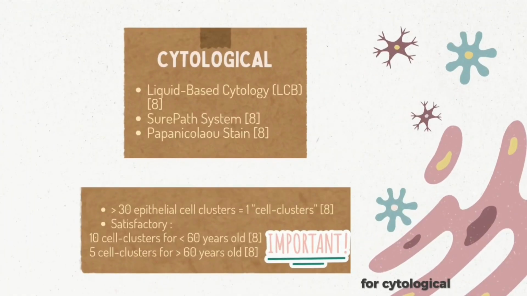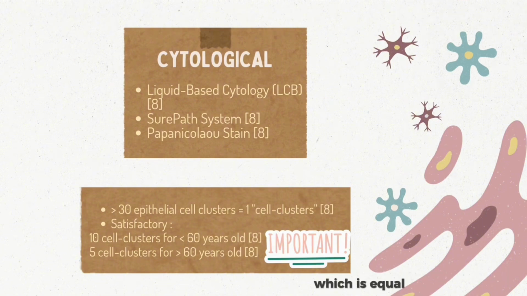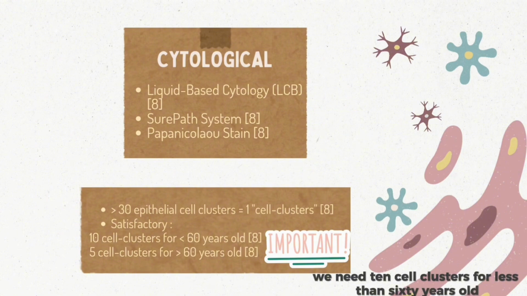For the cytological lab, we use liquid-based cytology, the SurePath system, and also Papanicolaou stain. For the observation of endometrial cells, we need more than 30 epithelial cells, which is equal to 1 cell cluster. To call it satisfactory, we need 10 cell clusters for patients less than 60 years old and also 5 cell clusters for patients more than 60 years old.